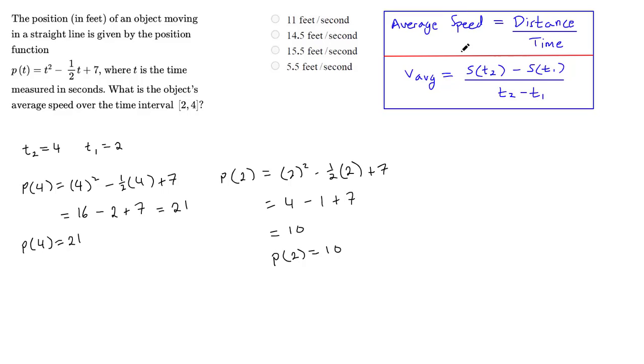So our average speed is nothing more than the distance traveled at T2, which is 4, minus the distance traveled at T1, which is 2. So we want 21 minus 10 divided by 4 minus 2. So our average speed is equal to 21 minus 10 divided by 4 minus 2. So this gives us 11 divided by 2, which we can write as a decimal, 5.5. So the answer here will be the last answer choice, 5.5.